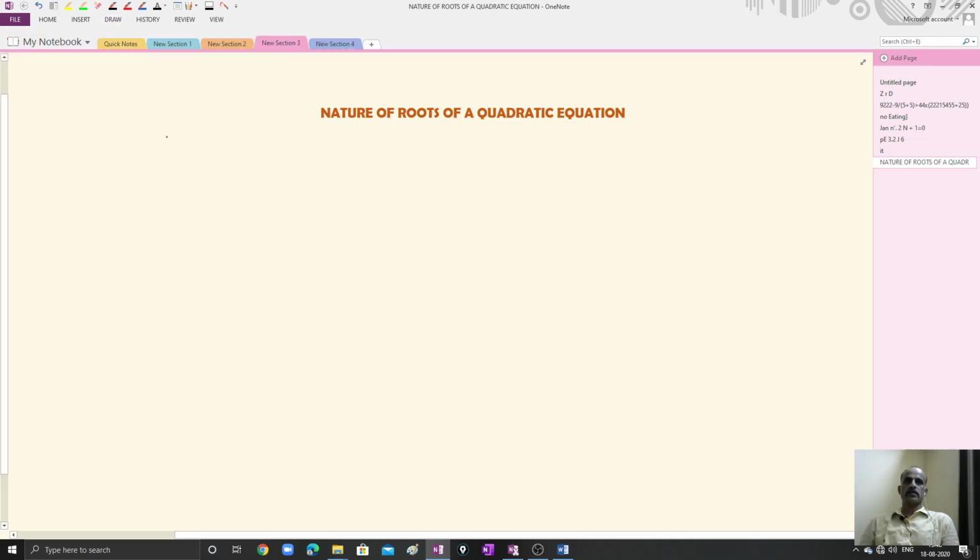So let us consider a quadratic, the general equation. The general equation was ax square plus bx plus c is equal to 0. And we have the quadratic formula: x is equal to minus b plus or minus root of b square minus 4ac, divided by 2a.